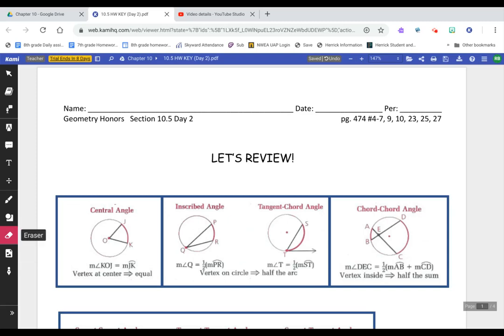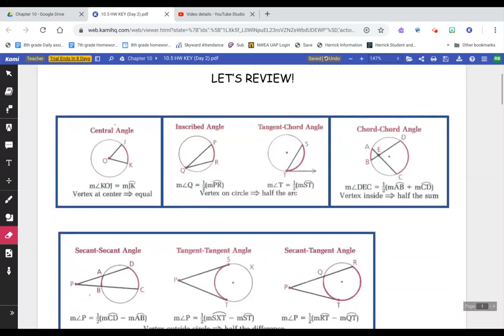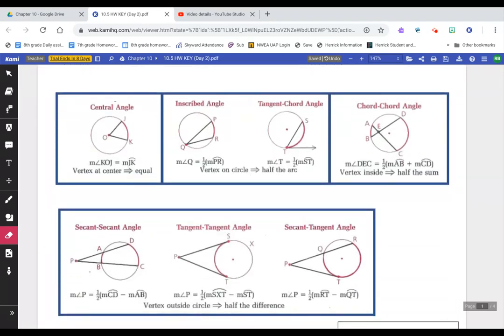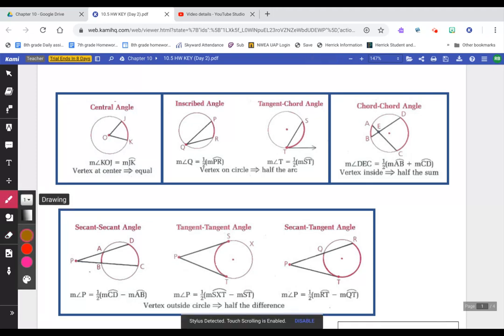Section 10.5, we're in day 2. I'm going to do a quick video review with you, and the rest of the time you're going to have to work on your problems. So, for angles in circles, the first one is a central angle. The central angle is super easy. Whatever the inscribed arc is, that is what the central angle is. So if this is 40 degrees as the arc, this is 40 degrees as the angle.